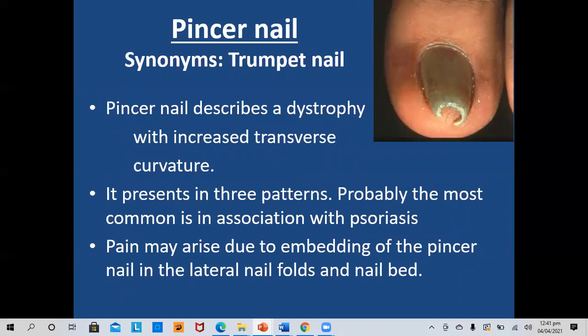Then pincer nails, also called trumpet nails. Pincer nails describe a dystrophy in which there is an increased transverse curvature of the nail. It presents in 3 patterns. Probably the most common is associated with psoriasis. And pain may arise due to embedding of the pincer nails in the lateral nail fold and nail bed. So sometimes we have to remove this nail, particularly because of the complaint of pain due to pressure and wearing closed footwear.